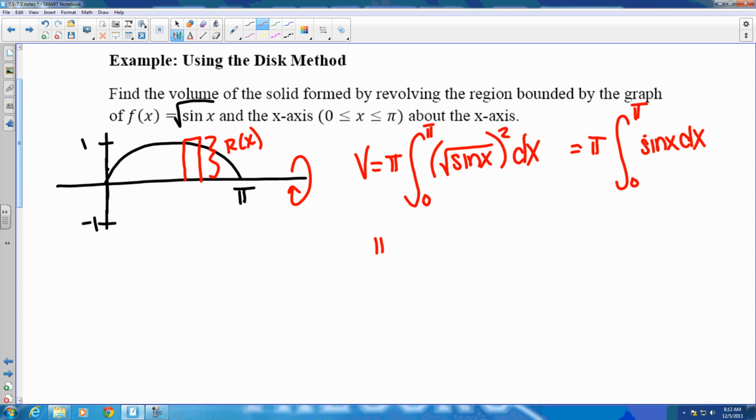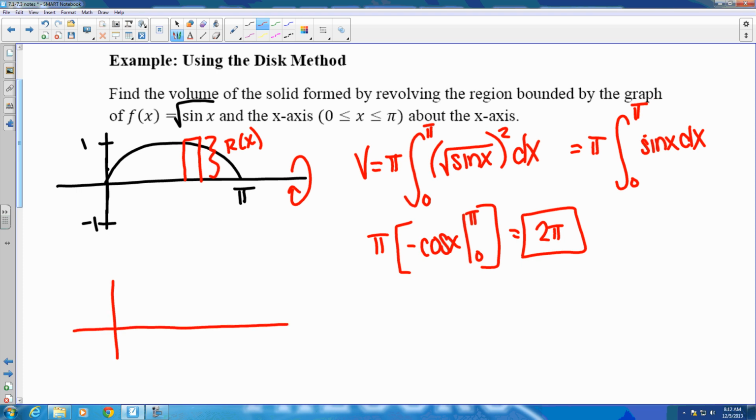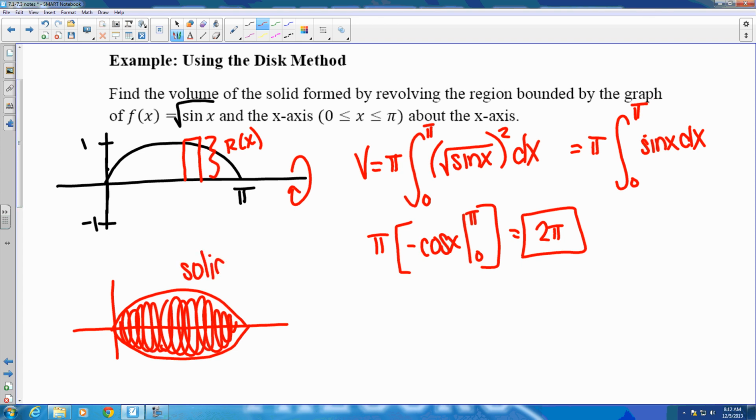Take the integral. It's negative cosine x from 0 to pi. And when we evaluate this, it ends up being 2 pi. Now that's going to be our volume. What our solid would look like, this is kind of cool. Okay, I'm not the best at drawing 3D objects, but it would be like a football, flipped over the x-axis, so it would be a solid. So picture this solid of revolution coming from our original function.